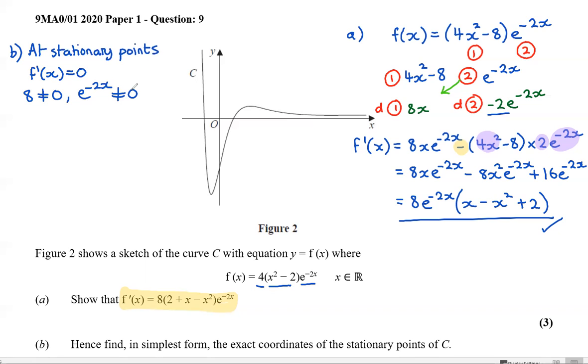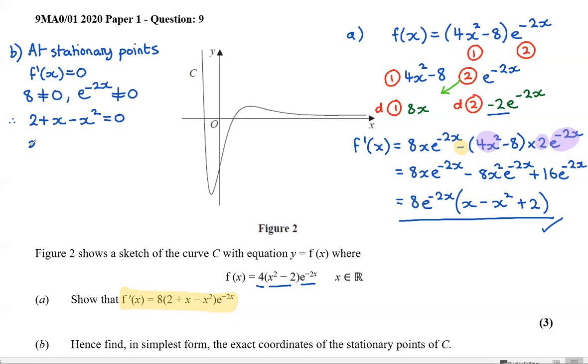Okay, it has a range greater than 0. Okay, that can't ever equal 0. The only possible way is if 2 plus x subtract x squared equals 0. Now then, let's solve this quadratic.